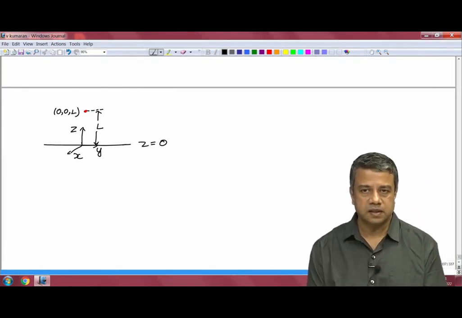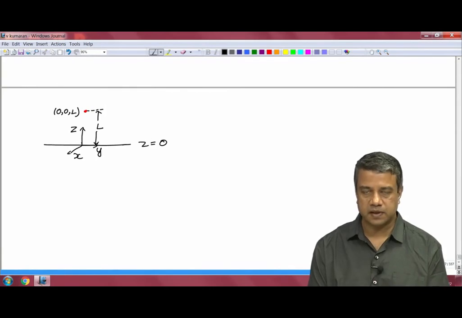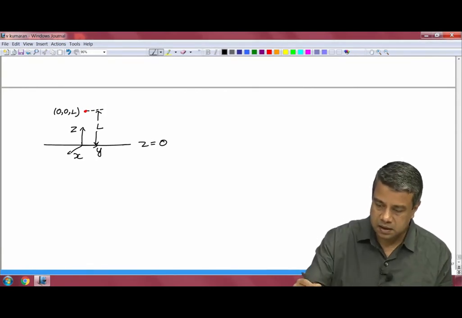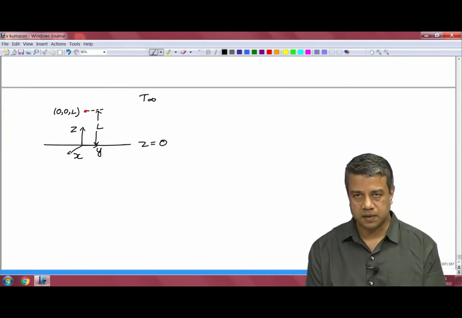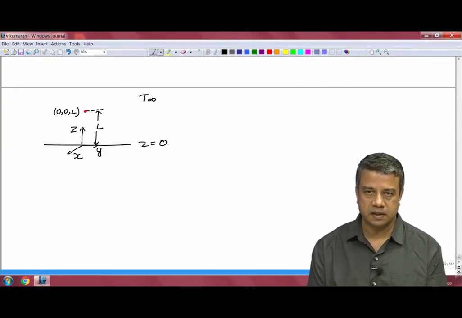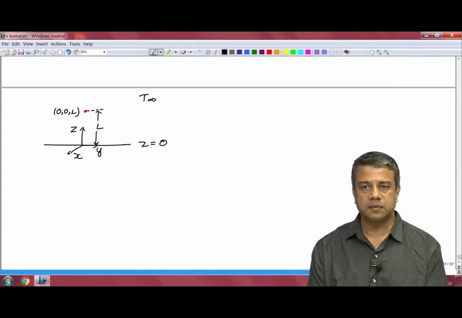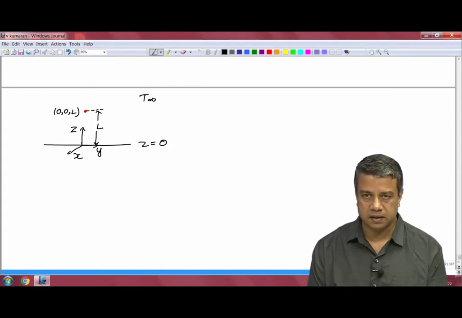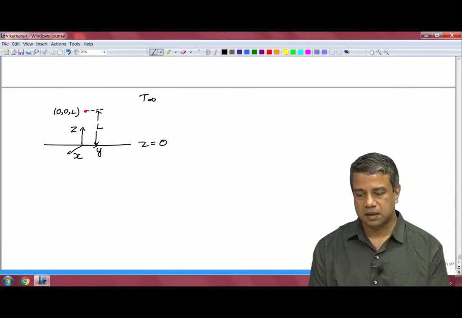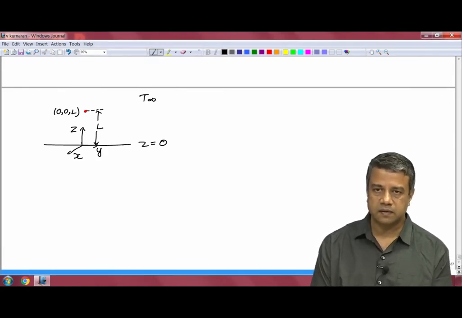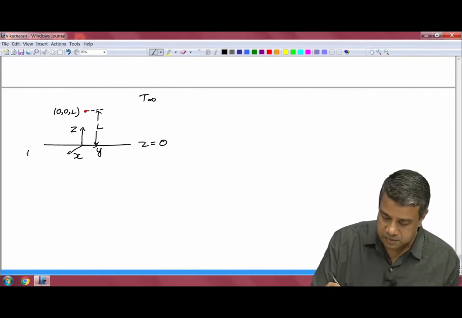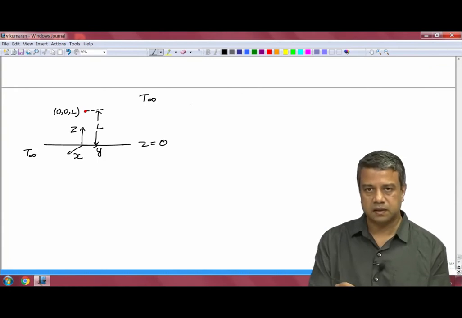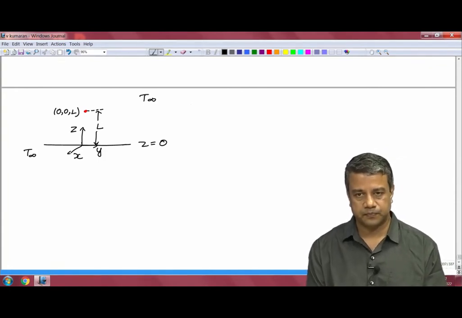And let us assume that this plane is a perfectly conducting plane. Temperature far away is T infinity. If it is perfectly conducting, then there can be no temperature variations along the plane, and the plane extends to infinity. Therefore, since there are no temperature variations along the plane, the temperature of the plane is also equal to T infinity.